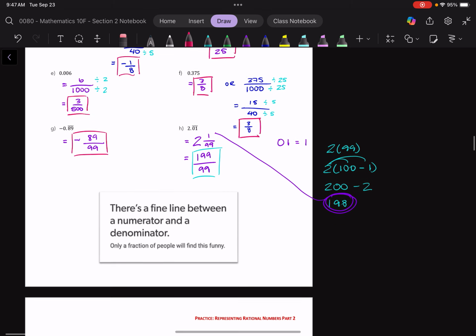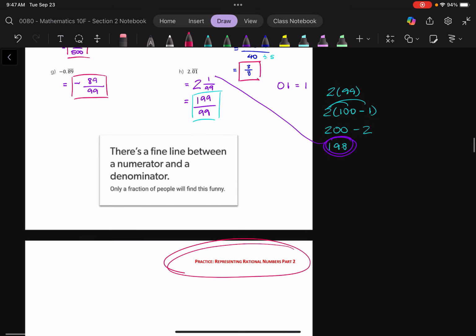Okay, we made it to the end. There is some practice to roll with. Can you please tackle that practice for homework?